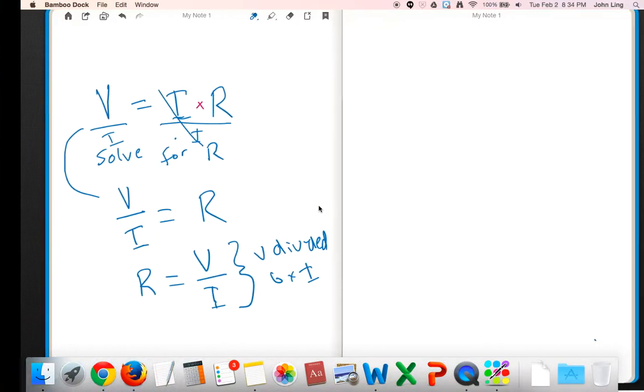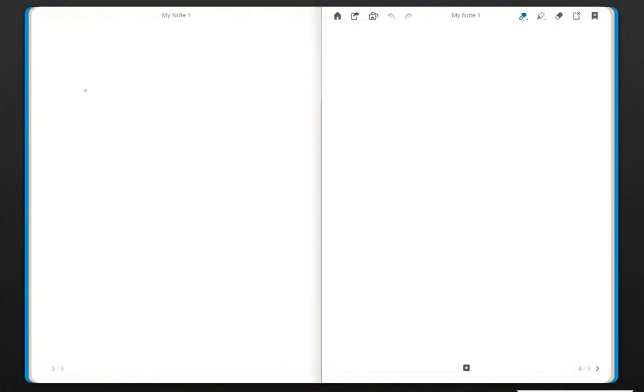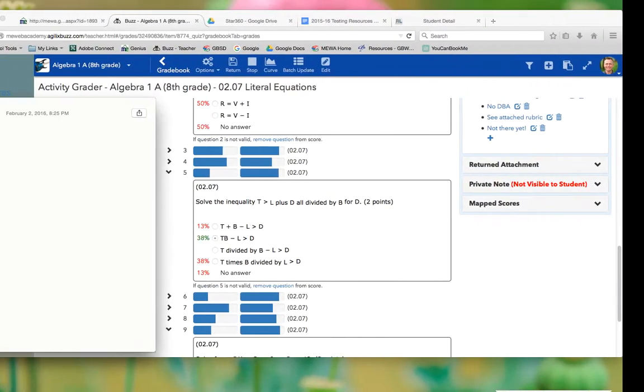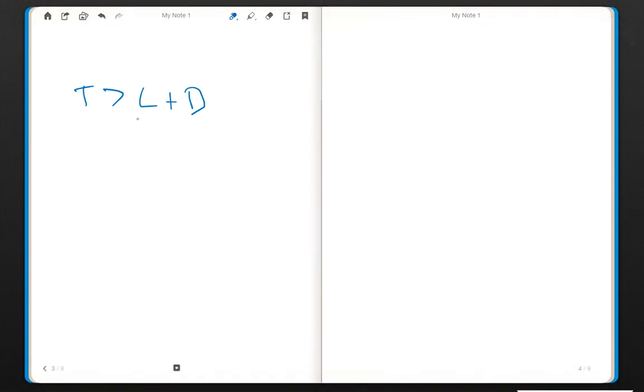Okay, let's start there. I'm just going to go to the next page here. T is greater than L plus D, right? We have it so far. T is greater than L plus D, all divided by B, all right? So this is L plus D, all divided by B. That just means it's all over B. Divided by is just this line across there.